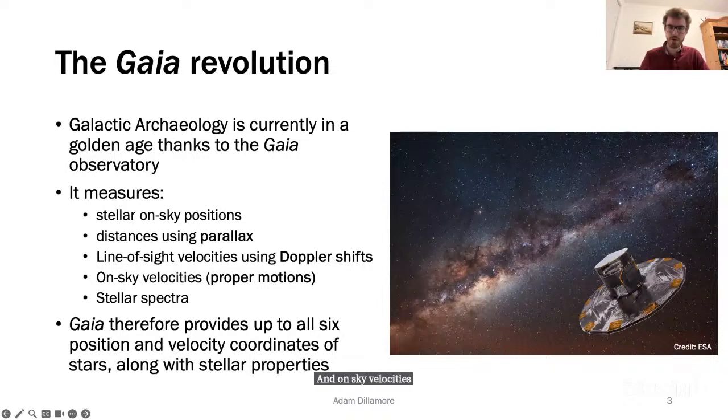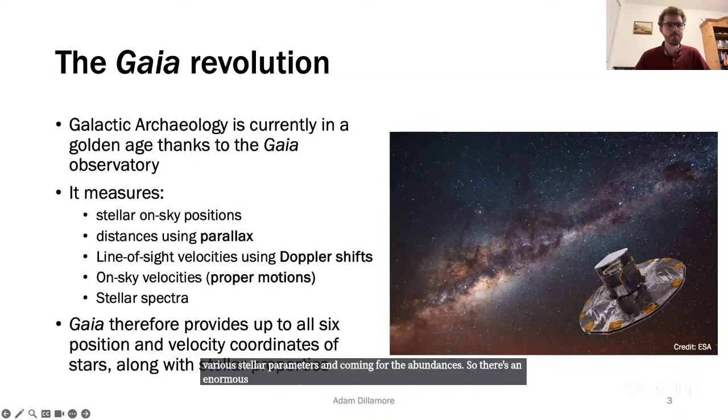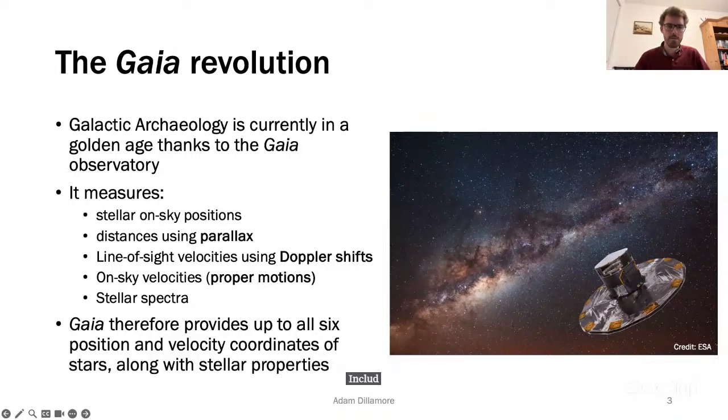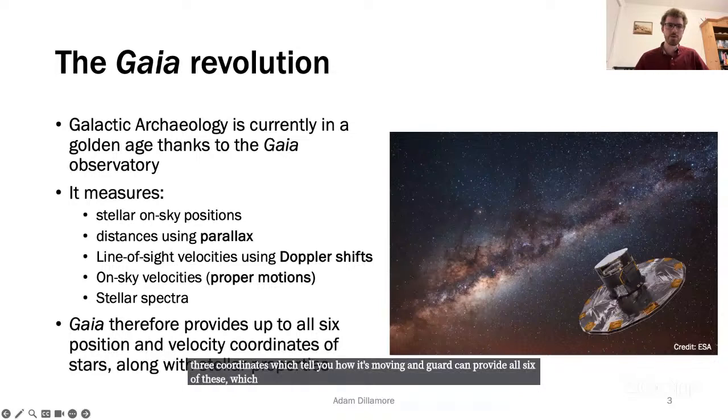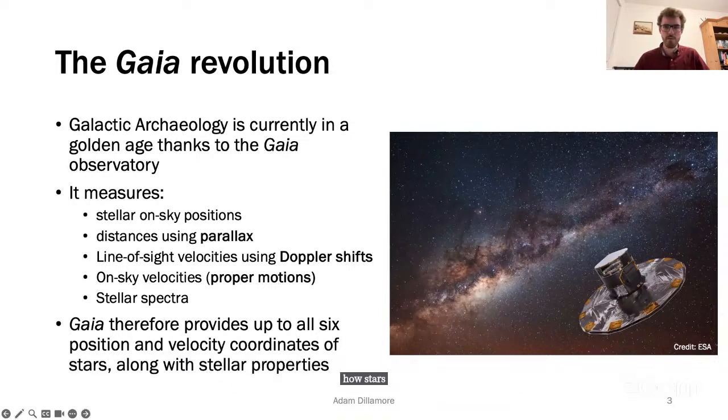So these are proper motions. It's just the angle that a star moves per year in milliarcseconds. And it also measures stellar spectra from which you can obtain various stellar parameters and chemical abundances. So there's an enormous amount of information that Gaia provides, including these six components of the position and velocity. We're in a three-dimensional universe, of course, so we have three coordinates that tell you where a star is in space, three coordinates which tell you how it's moving, and Gaia can provide all six of these, which tells you an enormous amount about how stars' orbits evolve over time.